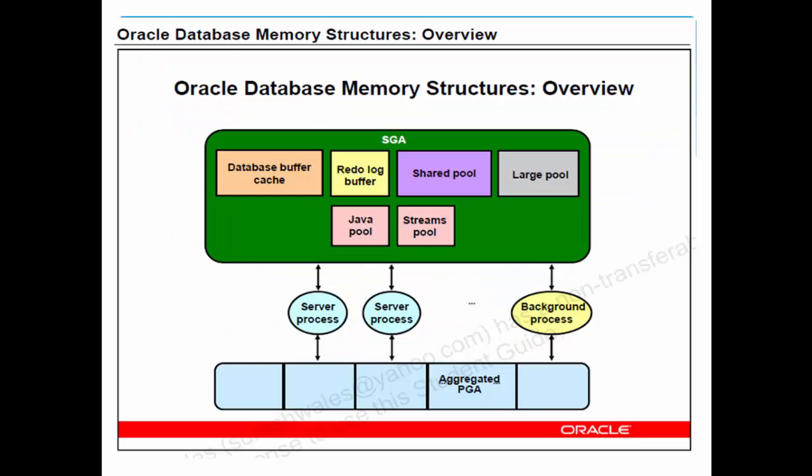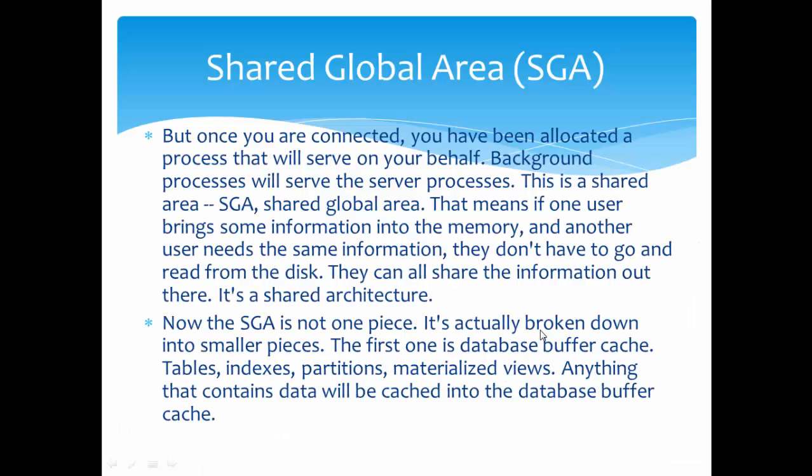So looking at the diagram again, Oracle database memory structure overview, the SGA has the database buffer cache, redo log buffer, shared pool, large pool, Java pool, streams pool, and also the PGA, which is private for the user or the session, which has the background processes, server processes. Shared global area, also known as SGA. Once you're connected, you have been allocated a process that will serve on your behalf. Background processes will serve the server processes. This is a shared area called SGA, shared global area.